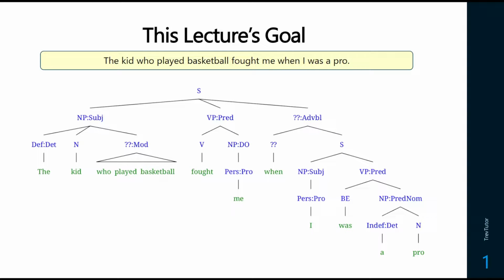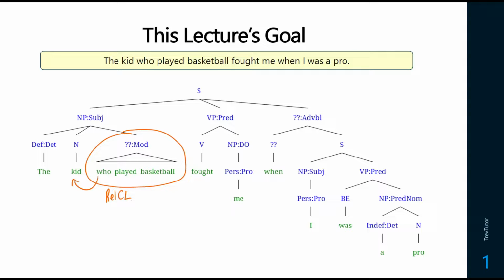In this section, we want to create a sentence structure for "the kid who played basketball fought me when I was a pro." Now, there's a couple things here that we don't know how to deal with. We don't know how to deal with this thing that said "who played basketball." This is describing the kid in some way. So we call these relative clauses.